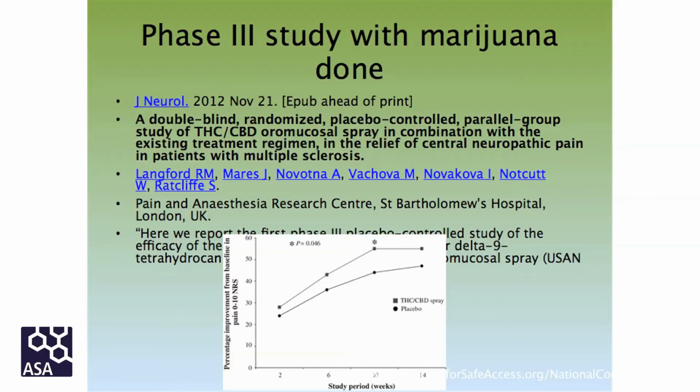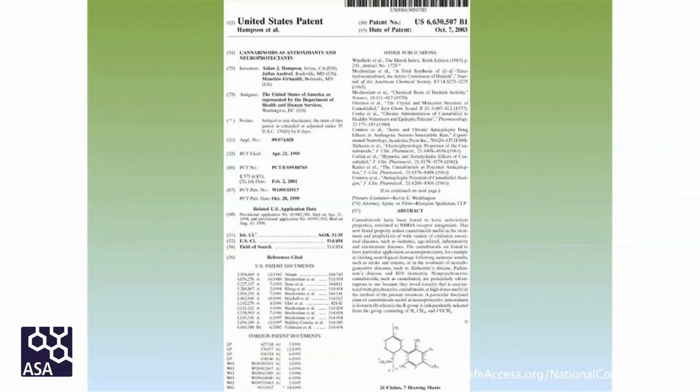You can see here that they show an improvement at 10 weeks from baseline pain scores in patients who have neuropathic pain from multiple sclerosis. And apologies to folks in the audience who know this data much better, but I'm just trying to give an overview of what's out there in the history of cannabis research. There are even patents that the US government has. I'm not going to go into that.